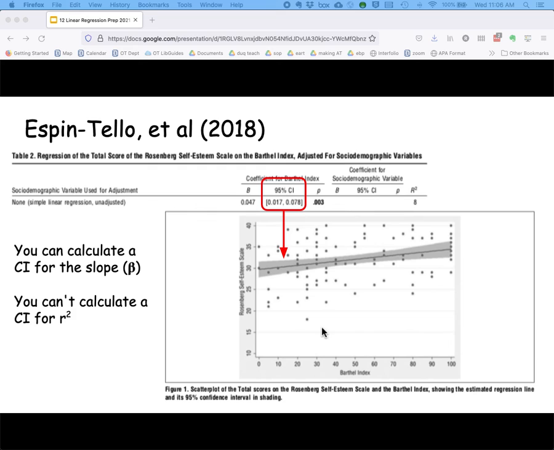So one thing you can conclude from this as a clinician is maybe this Barthel index is not where you want to work on if you're looking to improve self-esteem.